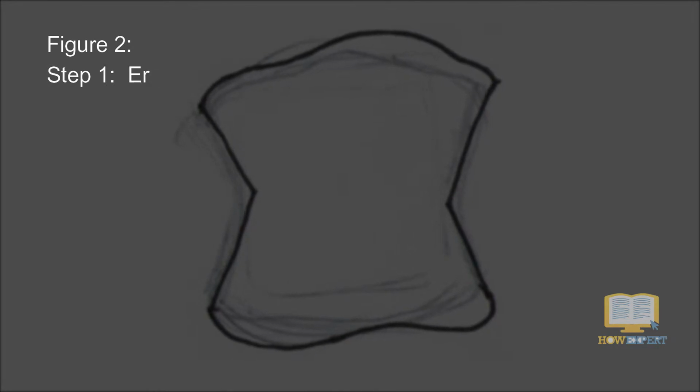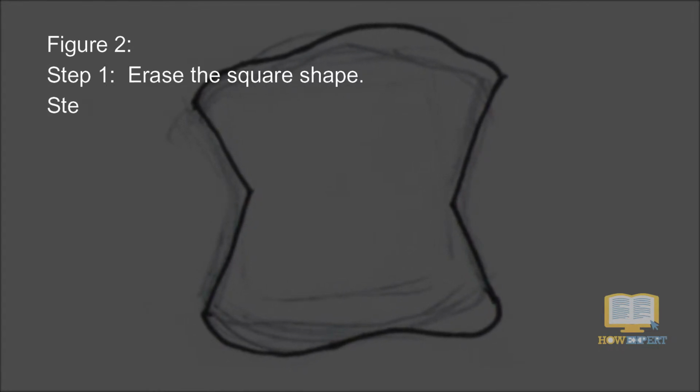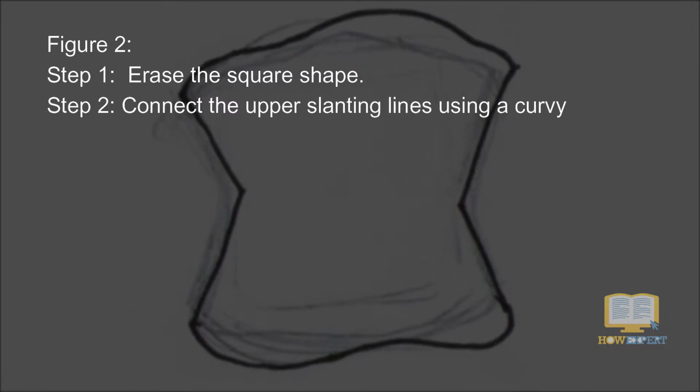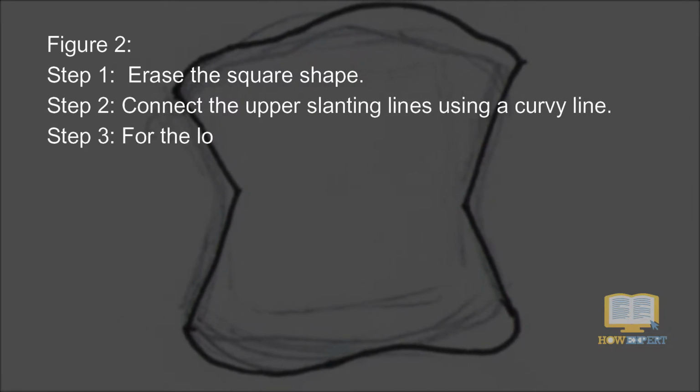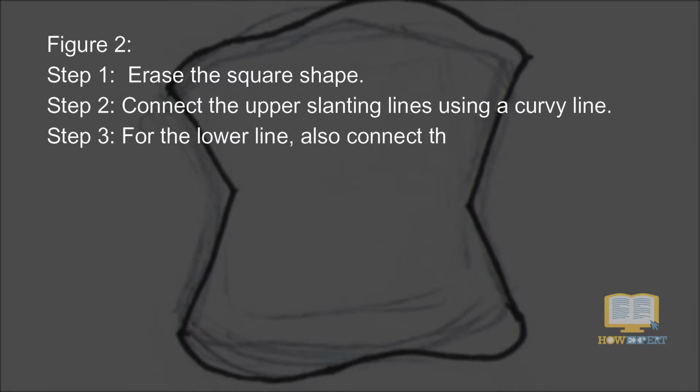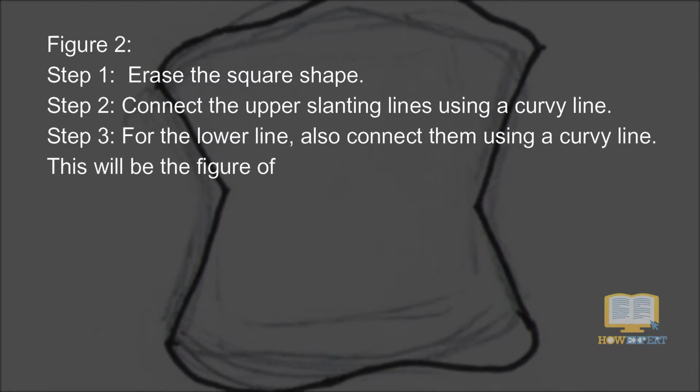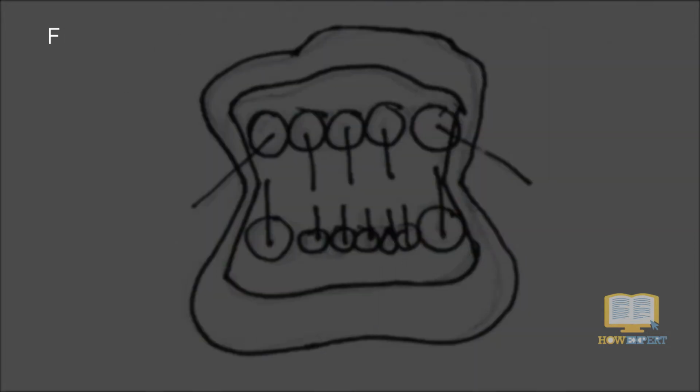Figure 2. Step 1. Erase the square shape. Step 2. Connect the upper slanting lines using a curvy line. Step 3. For the lower line, also connect them using a curvy line. This will be the figure of the monster's mouth.